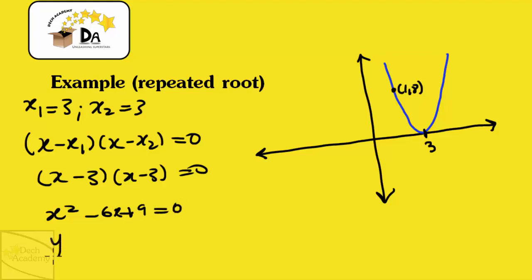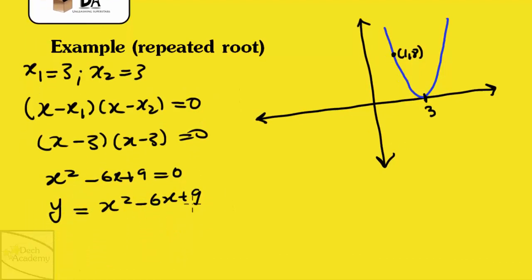And we know that the equation, you just replace the 0 with the y, you get y equals x squared minus 6x plus 9. I mean, actually, if you replace 0 with the y, you get x squared minus 6x plus 9 equals y. Swapping the left-hand side and right-hand side then gives this equation. Okay, so we have an equation whose roots are 3 and 3, one of the conditions.